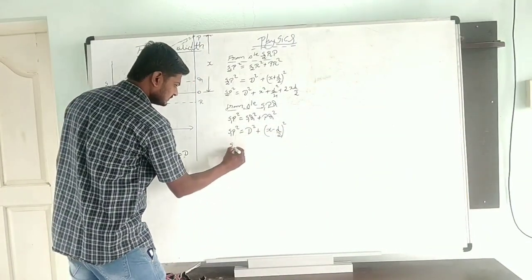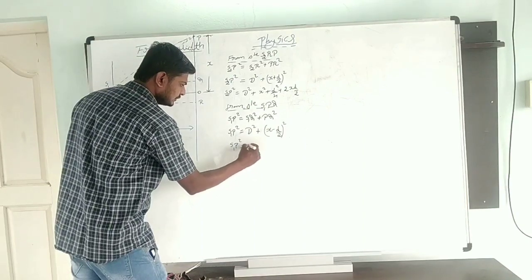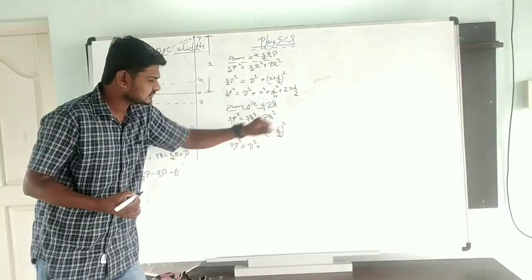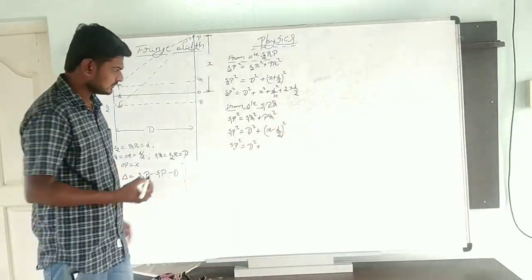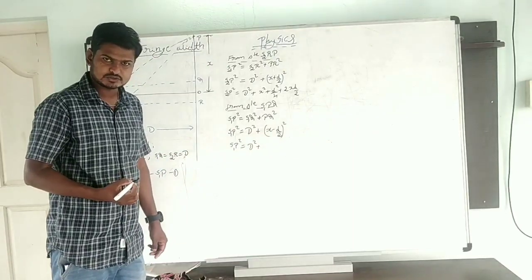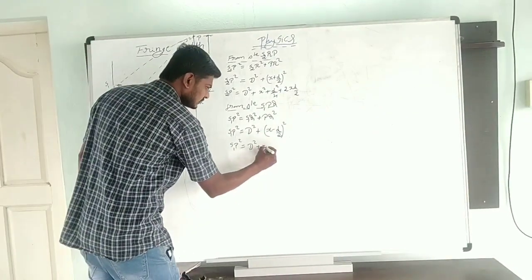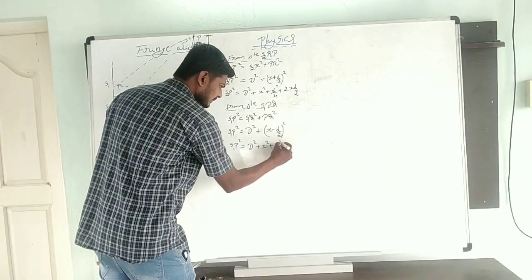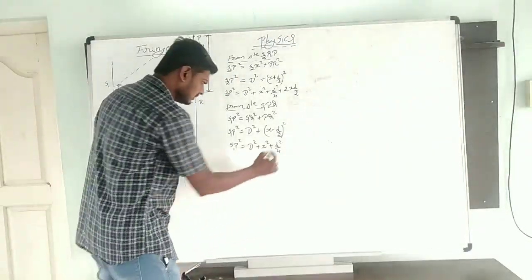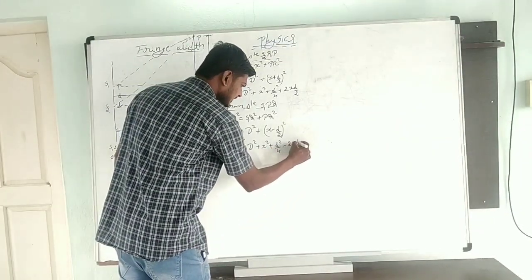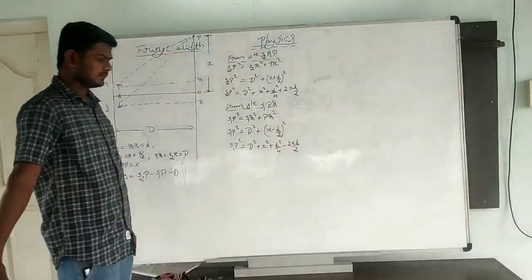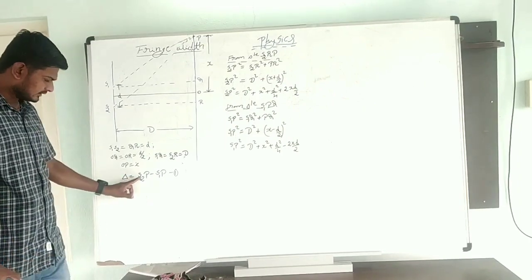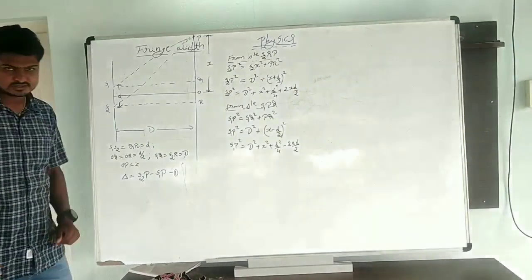Again, S1P square is equal to D square plus (X minus D by 2) whole square. This is A minus B whole square, which is A square plus B square minus 2AB, so X square plus D square by 4 minus 2XD divided by 2. Clear? Now keep in mind, we want only S2P minus S1P.